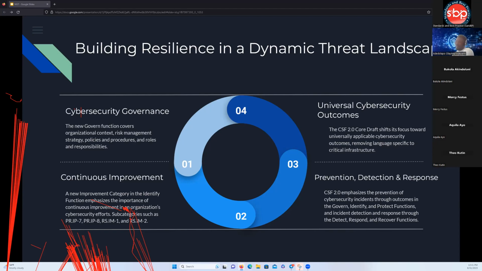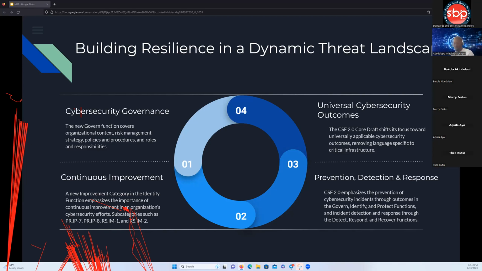Then the universal cybersecurity outcome in terms of CSF 2.0 is shifting away from the term critical infrastructure. It used to be language specific, like I said earlier, that when you think of the NIST framework, you're thinking of critical infrastructure. But right now, it's adaptable to every kind of environment. So they are trying to change that mindset: it's no longer for critical infrastructure only, it's for every kind of infrastructure, every kind of environment. It's now inclusive and versatile, with resources out there, so it can be adaptable to any organization size and any sector.